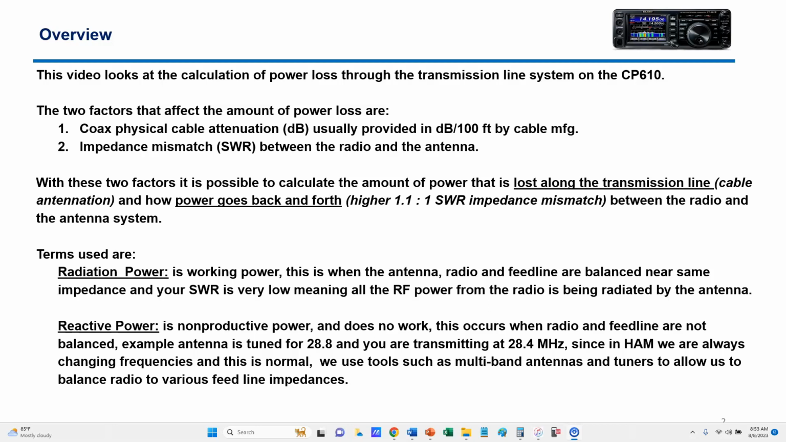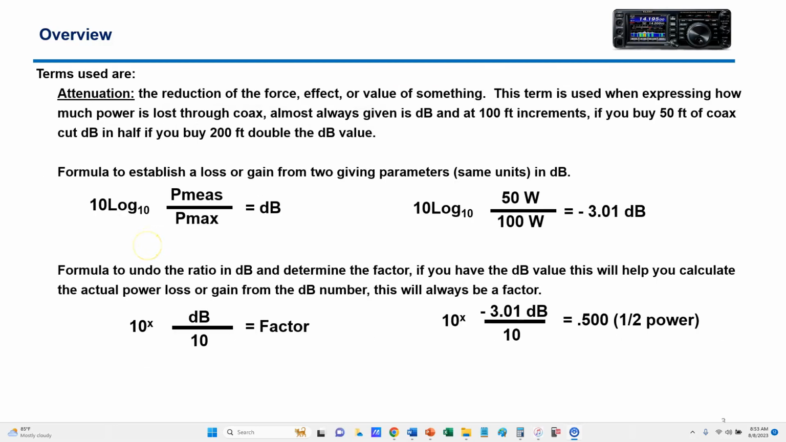What I want to show you today is some of the math calculations I've done with my specific installation, so you can get a feel for some tools that might help you figure out how much power is lost, based on a visible SWR reading that you can see on your radio, or if you have antenna analyzer software, it might give you more information such as return loss. So these are the things I want to go over.